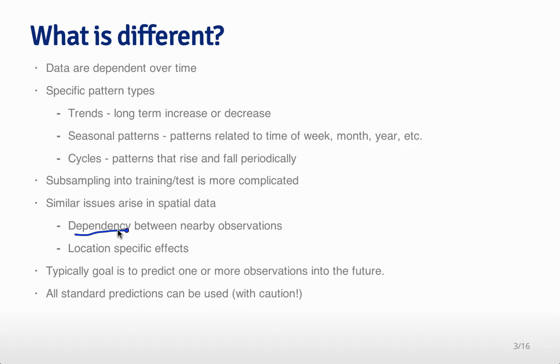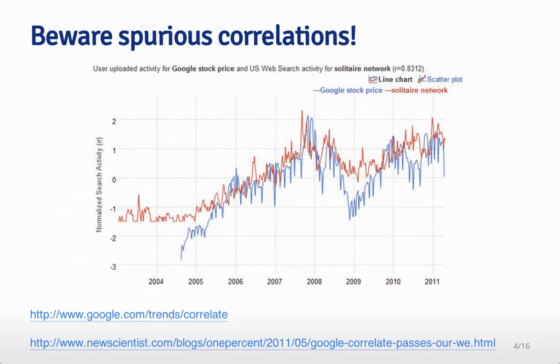For example, there's dependency between nearby observations, and there may be location-specific effects that have to be modeled when doing prediction. Typically, the goal here is to predict one or more observations into the future, and all standard prediction algorithms can be used, but you have to be a little bit cautious about how you use them.